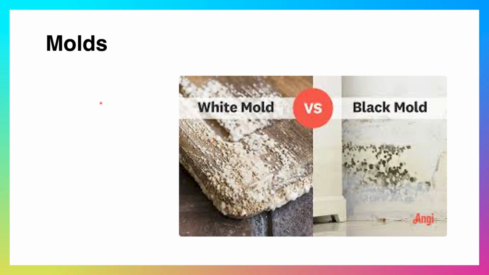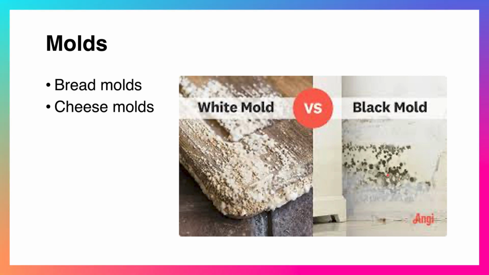Now, another group is mold. Here's a white mold versus a black mold. There are bread molds, and then there are cheese molds. We generally don't eat the bread molds, but we do eat cheese molds. For example, if you eat blue cheese, it's undoubted that you're eating mold when you eat blue cheese. And then there are parasitic molds.